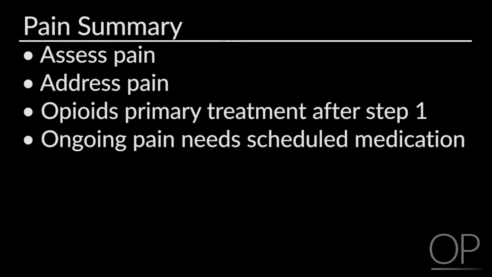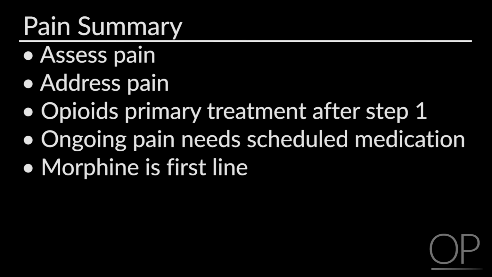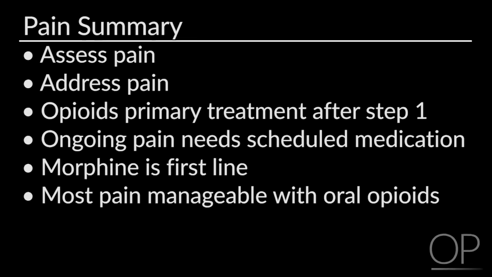Ongoing pain warrants scheduled medication. No PRN only. PRN plus scheduled. First-line opioid is morphine, so that's a good one to pick to get comfortable with. And virtually all pain can be managed with oral or enteric opioids, recognizing that there are other modalities, but that for the most part, the mouth is going to be the proper route.